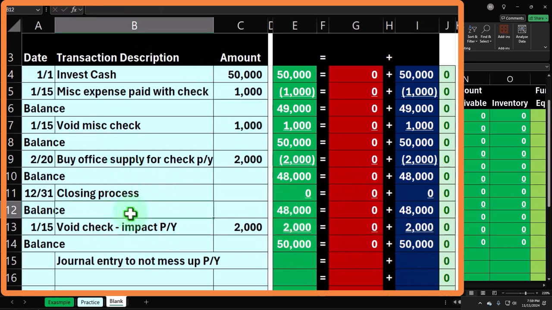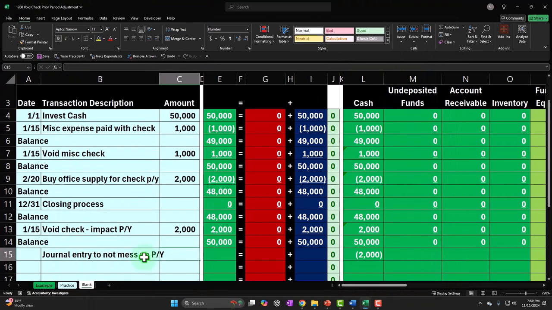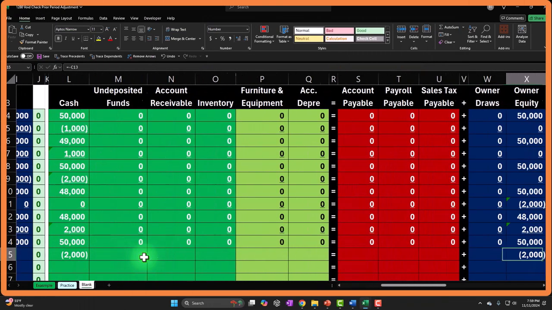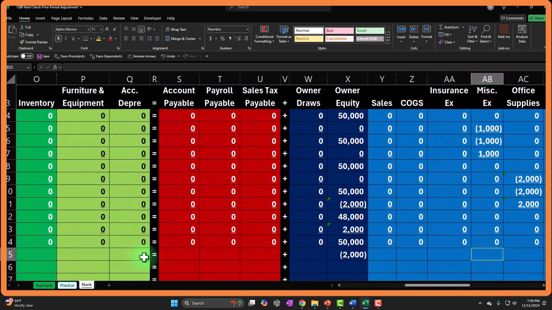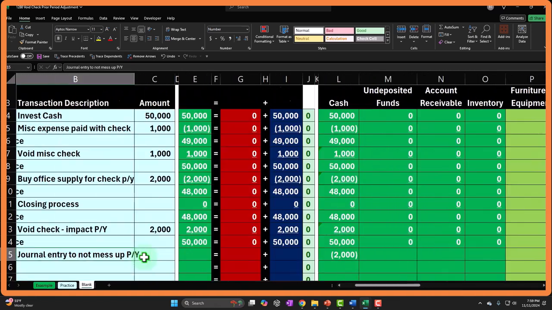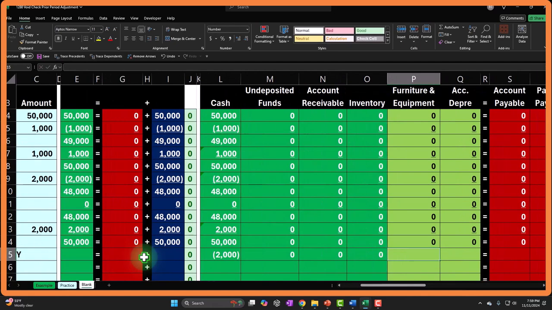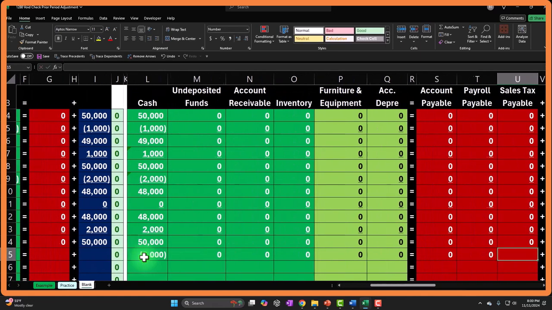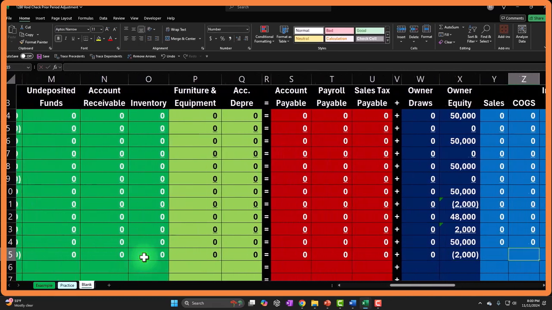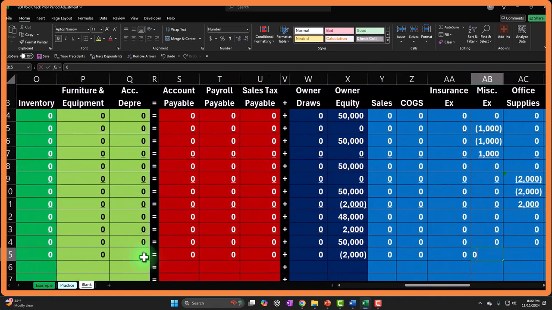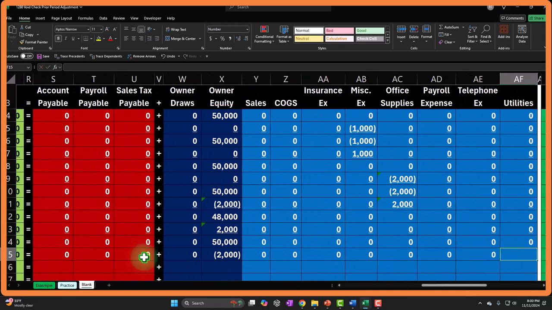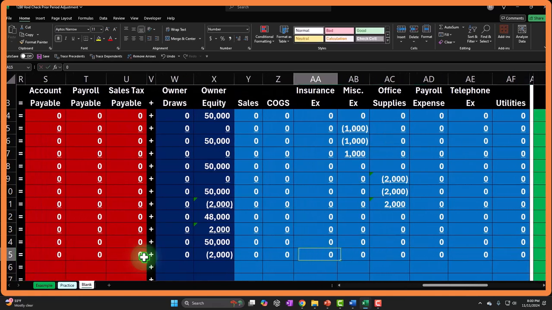Okay. So now the journal entry, not to mess up the prior period, is going to be here. So there's the 2000 and the 2000. Let's add our zeros across. Zeros. Okay, so now we've reversed it.